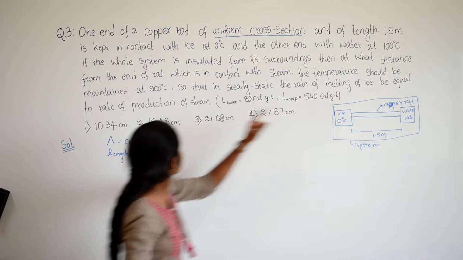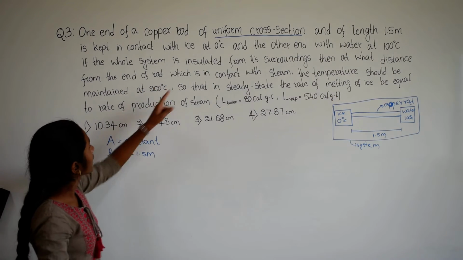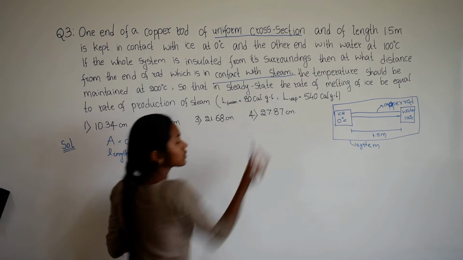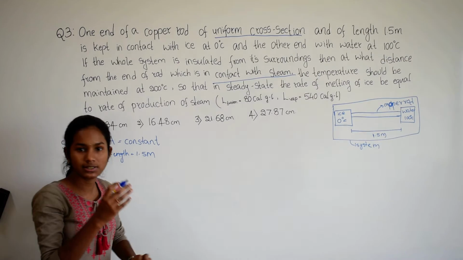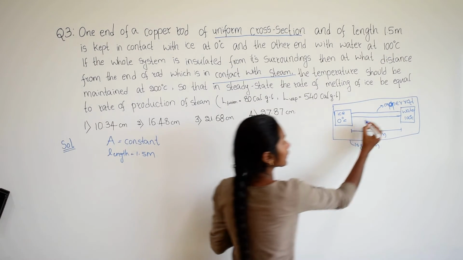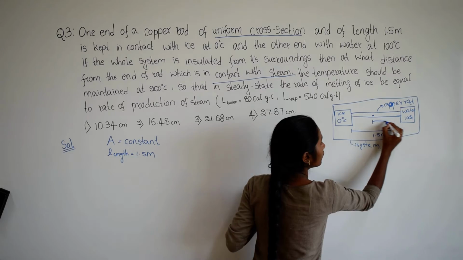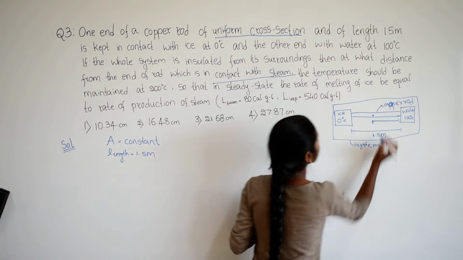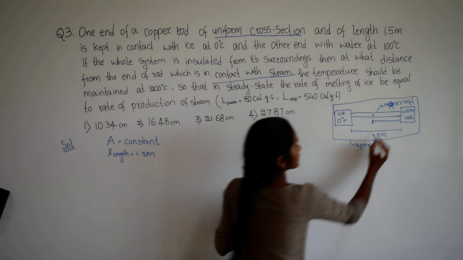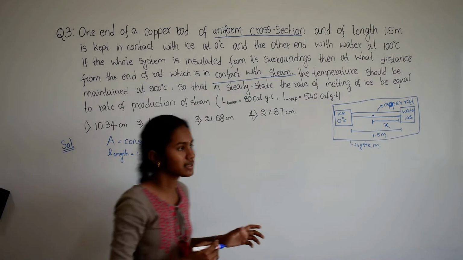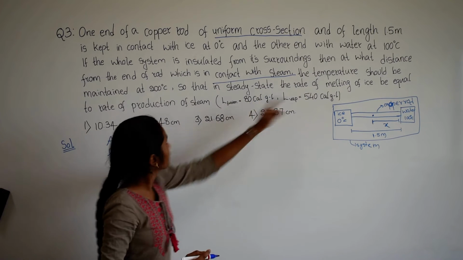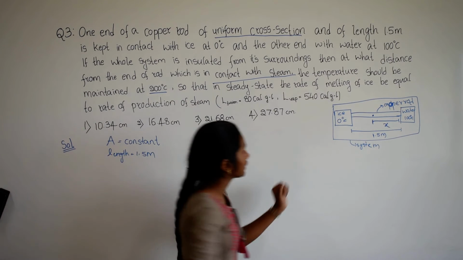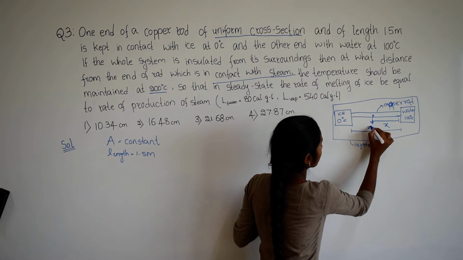And then, at what distance from the end of the rod which is in contact with steam? So we have to find the distance from a point on the rod to the end which is in contact with steam. This is the point. Let us consider the distance is x. The temperature at this point should be maintained at 200 degrees centigrade.